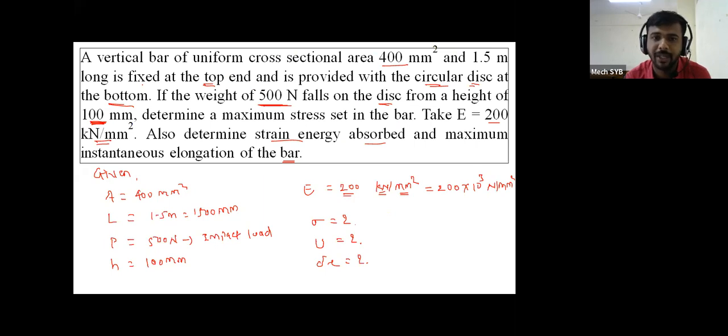And I have given the basic difference between the suddenly applied load and the impact load. For the suddenly applied load, height is equal to 0, and for the impact load, the height is given in the statement. म्हणजे ग्रॅज्युअली सडनली मध्ये पण आपण लोड विदिन फ्रॅक्शन ऑफ सेकंड मध्येच अप्लाय करतोय, आणि इम्पॅक्ट मध्ये पण लोड आपण विदिन फ्रॅक्शन ऑफ सेकंड मध्येच अप्लाय करतोय.